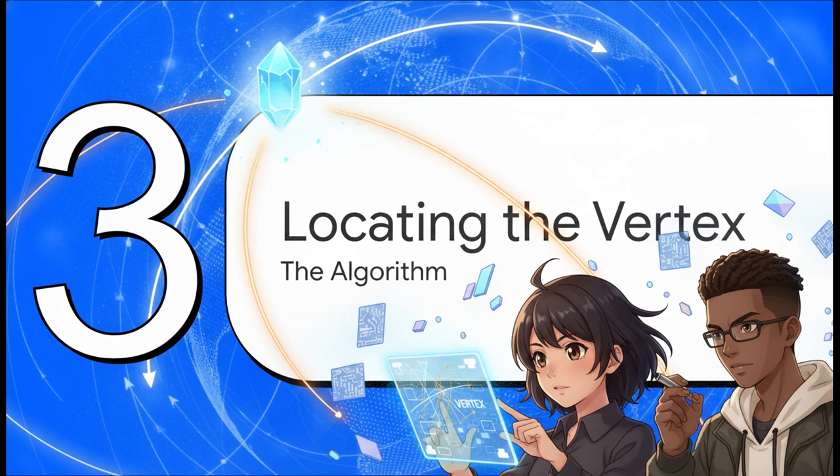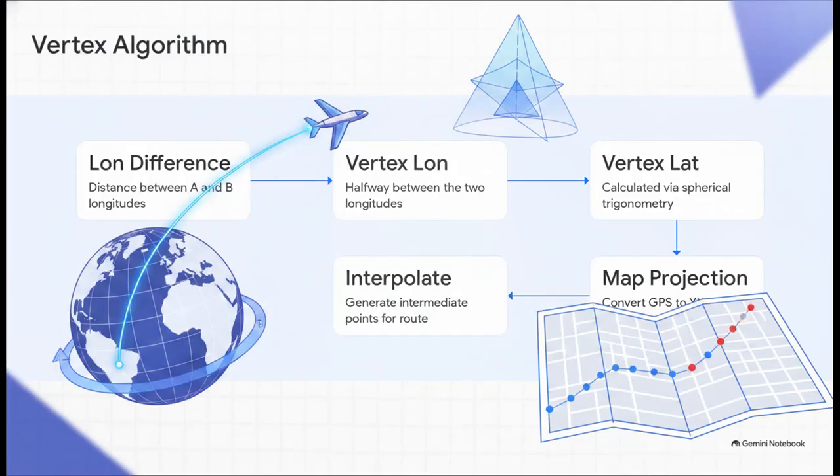Moving right along to Section 3, locating the vertex, the algorithm. Building this into software is honestly a lot like solving a really satisfying puzzle. First, you find the longitude difference between your start and end points. Then, because of the Earth's perfect symmetry when you're flying between two places at the exact same latitude, your vertex is always going to sit perfectly halfway between them.